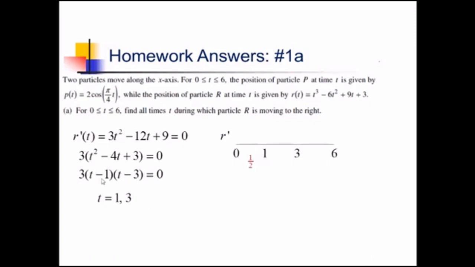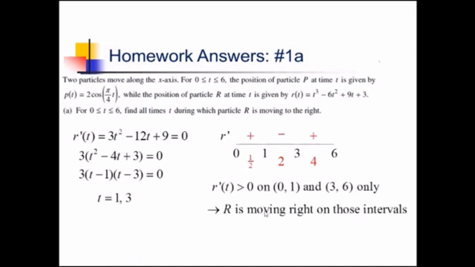Plugging that in my r prime here, that's going to be a negative times a negative, which is a positive. Next, I'll test out 2 on that second interval. That's going to be a positive times a negative, which comes out negative. And I'll test out 4 for this last interval. That comes out positive, positive, so positive overall. So I notice here that r prime is positive on the intervals from 0 to 1 and 3 to 6 only. That means that my particle is going to be moving right on those intervals. Since this is on the x-axis, a positive velocity means we're moving in the positive direction, which is to the right.